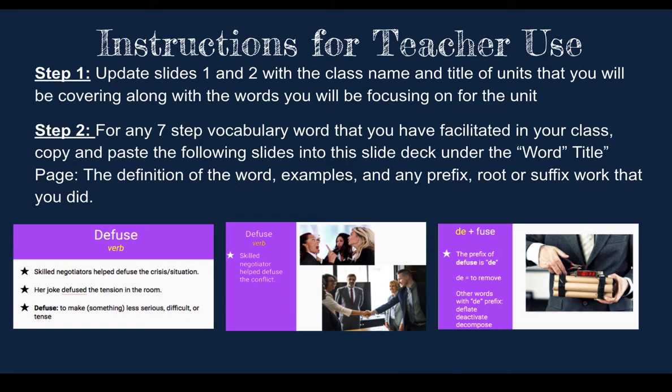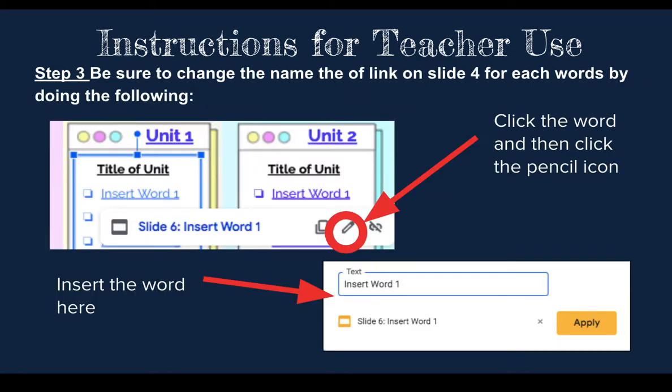Step 2, for any 7-step vocabulary word that you have facilitated in your class, copy and paste the following slides into the slide deck under the word title: the title page, the definition of the word, examples, and any prefix, root, suffix work you did. Step 3, be sure to change the name of the link on slide 4 for each word by doing the following. Click the word, then click the pencil icon. Next, insert the word.